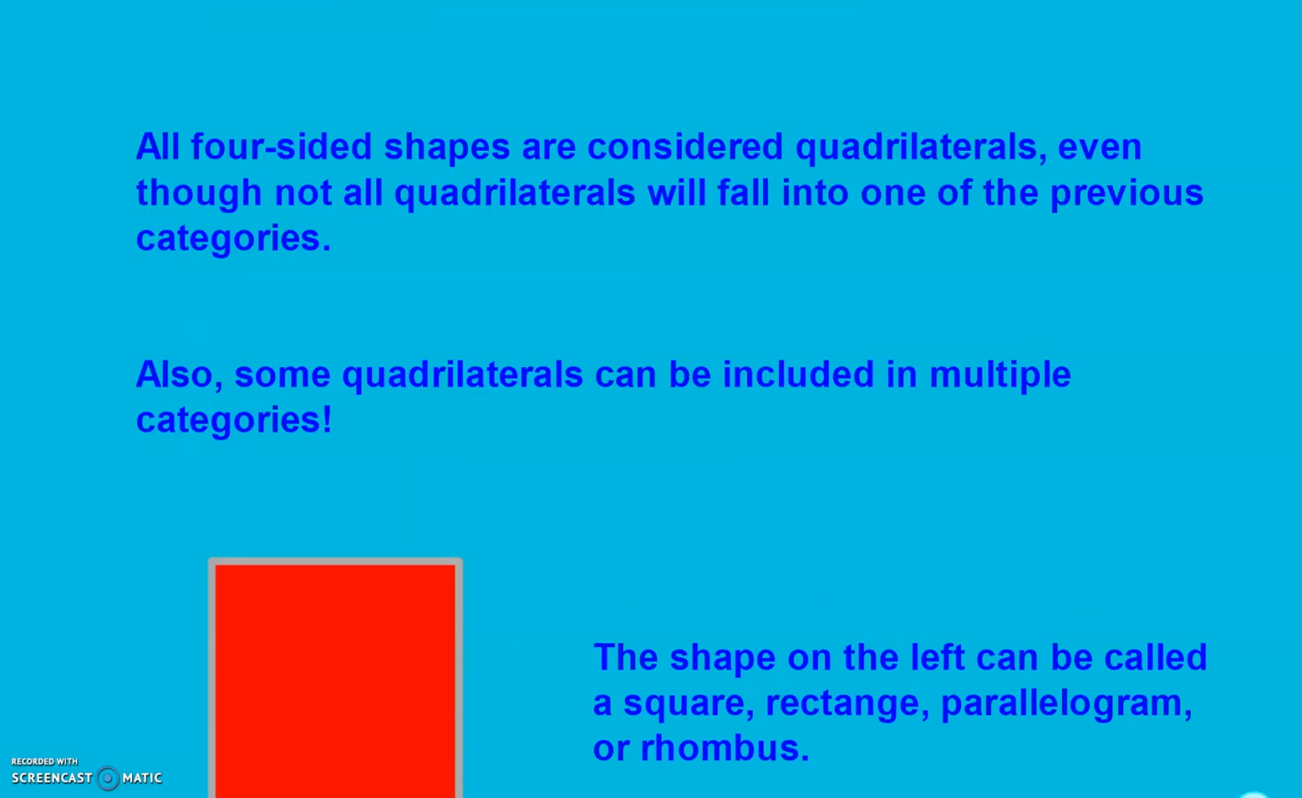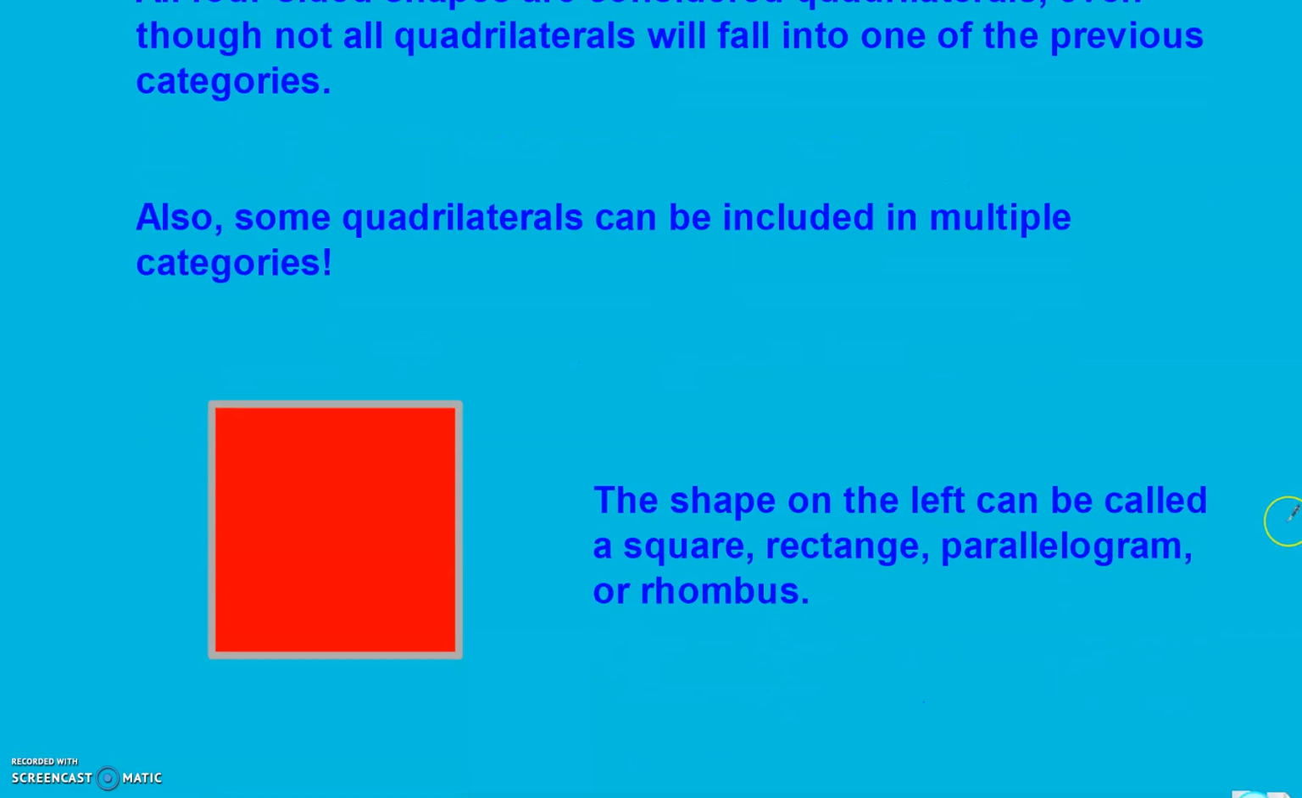All four-sided shapes are considered quadrilaterals, even though not all quadrilaterals will fall into one of the previous categories. And some quadrilaterals can be included in multiple categories. So for example, here we have a square, which can also be a rectangle, parallelogram, or rhombus.